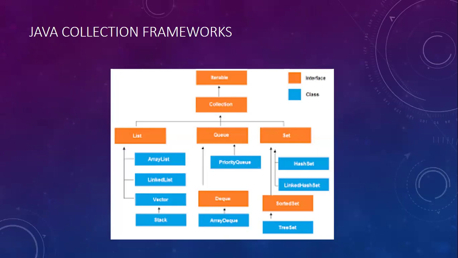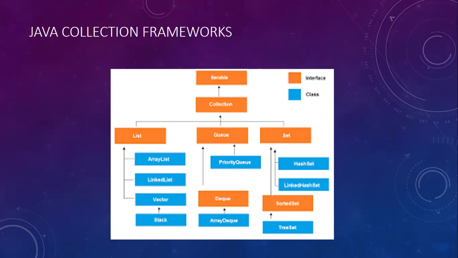So this particular image which you are going to see here comes from JDK 1.4, where you have list, queue, set, and there is one more family missing here, which is called map, correct? In this collection hierarchy, the orange boxes are interfaces, and the blue boxes are classes. So these classes implement these interfaces, right?